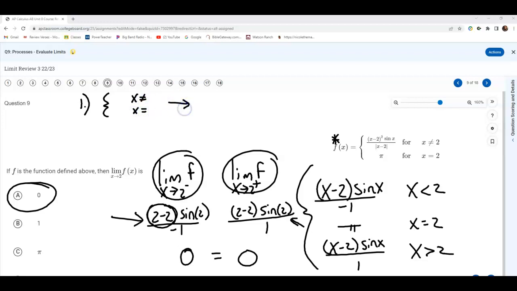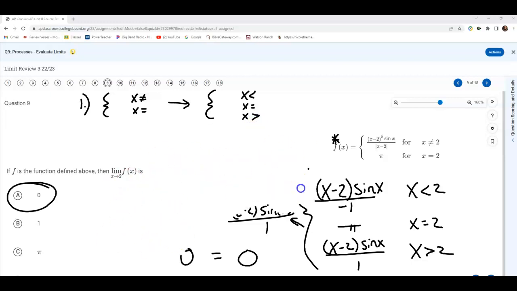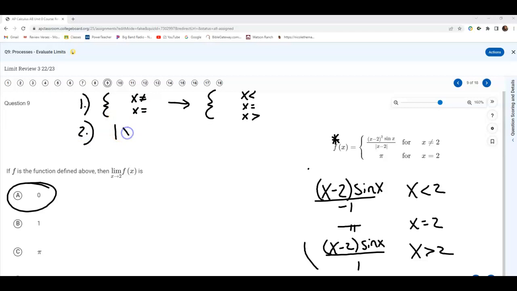We want to rewrite those into this. That's one big takeaway that I'd like you guys to have. All right. Another big takeaway that I'd like you guys to have from this problem is how to change an absolute value function using that number line thingy.